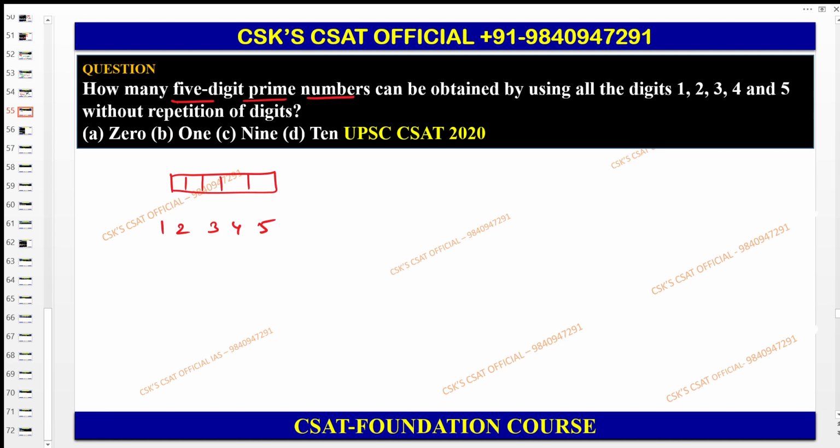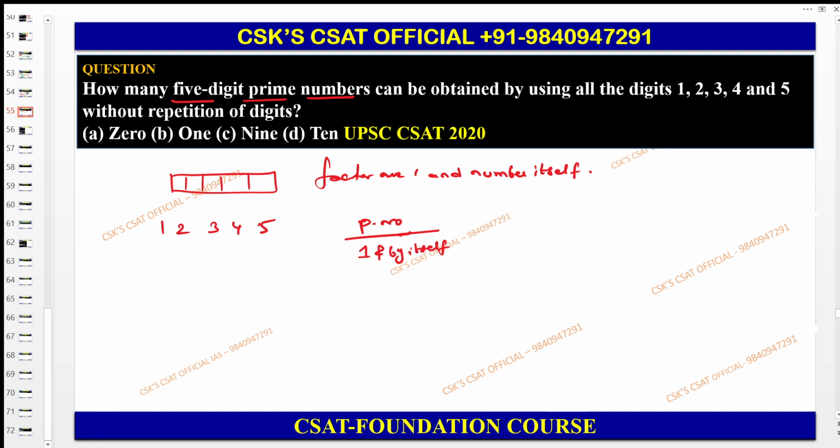Now, without repetition, you know what the prime number concept is? The factors are 1 and the number itself, which means a prime number is divisible by 1 and by itself. If it has any other factor, then it is not a prime number. So here, what you need to do is just check whether it contains any other factor.